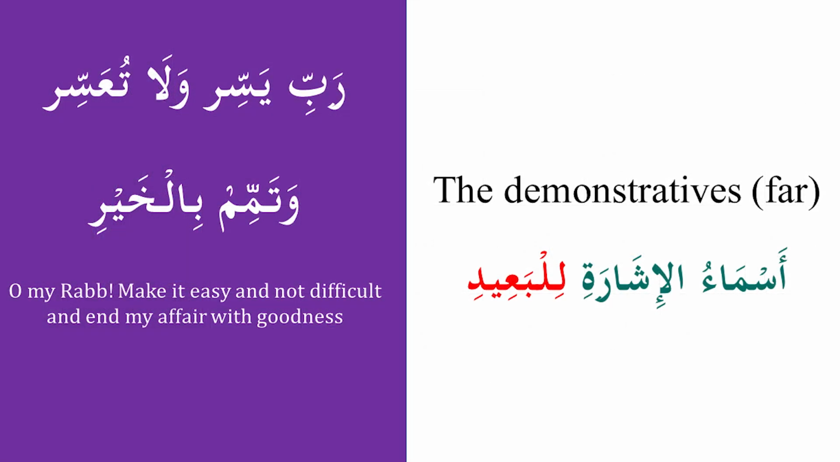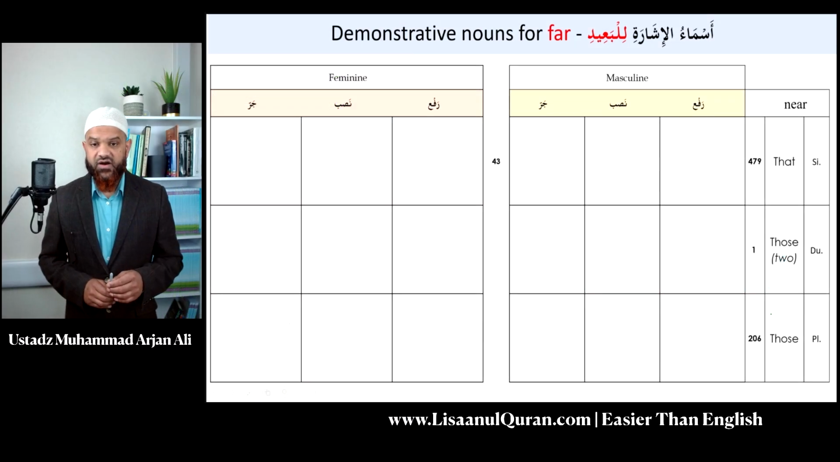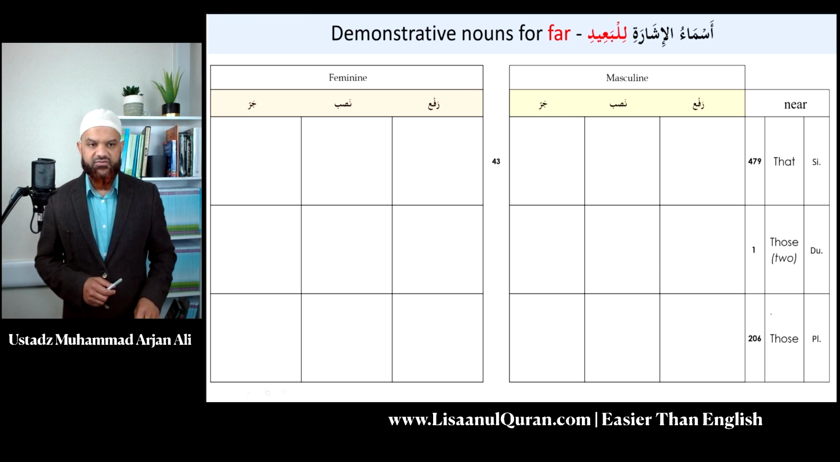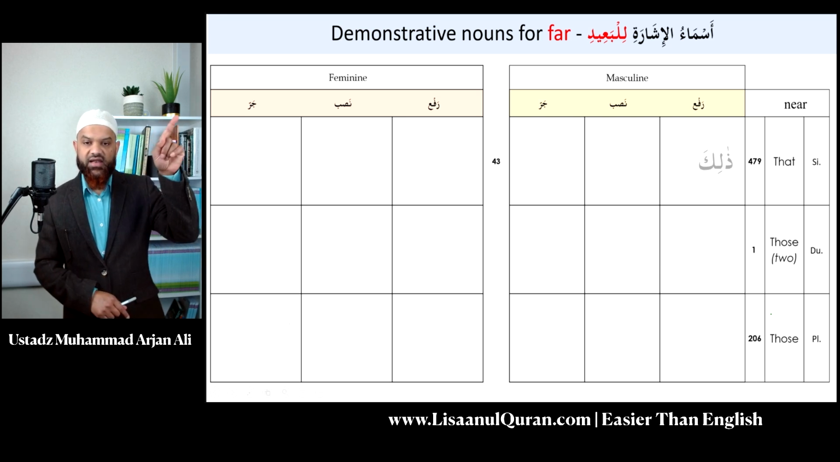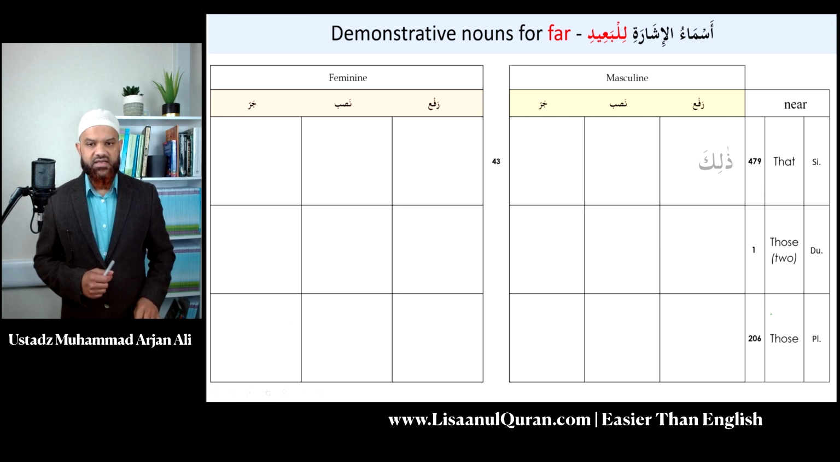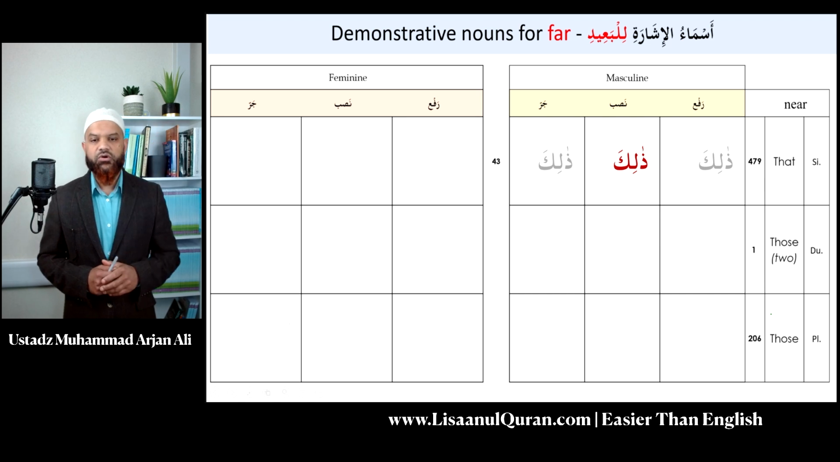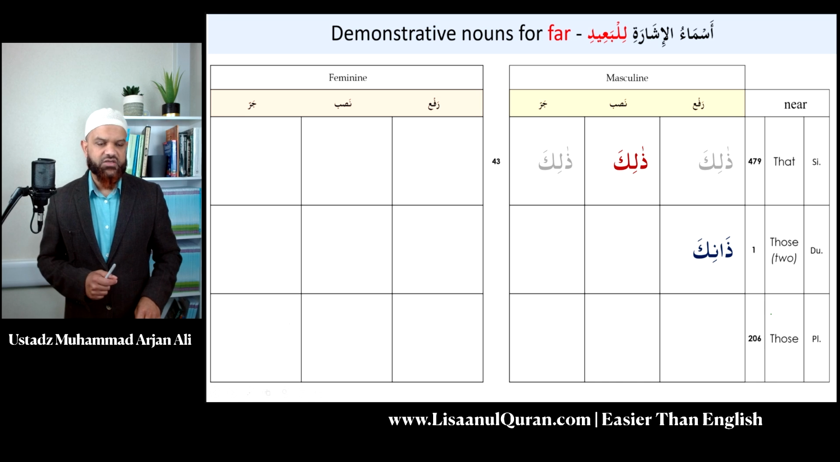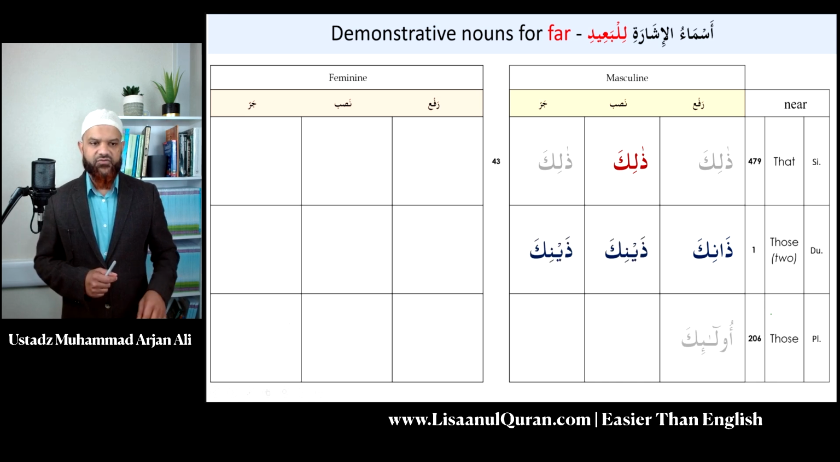Asmaa-ul-Ishaarah lil-Ba'id. The demonstratives for far. When I point to something far in English, I say that or those. In Arabic, of course, we have the same, as I've already introduced to them. ذَلِكَ, when I'm pointing to something masculine, it is the same in Rafa, Nasab or Jar. So it's ذَلِكَ when I'm pointing to something far. Now again, there are duals, very rarely used in the Quran. ذَانِكَ, ذَيْنِكَ. And of course, the plural is أُولَئِكَ.